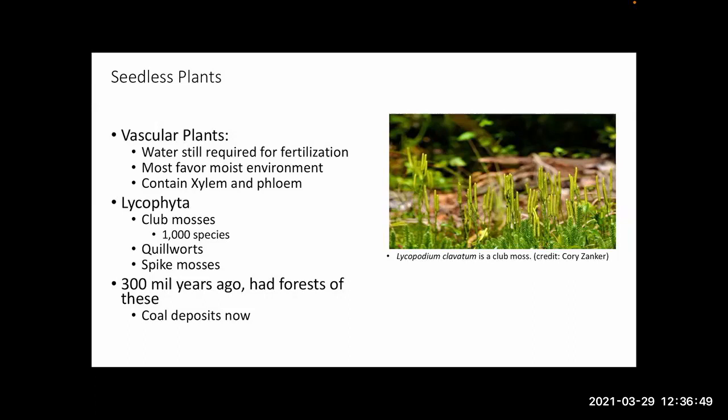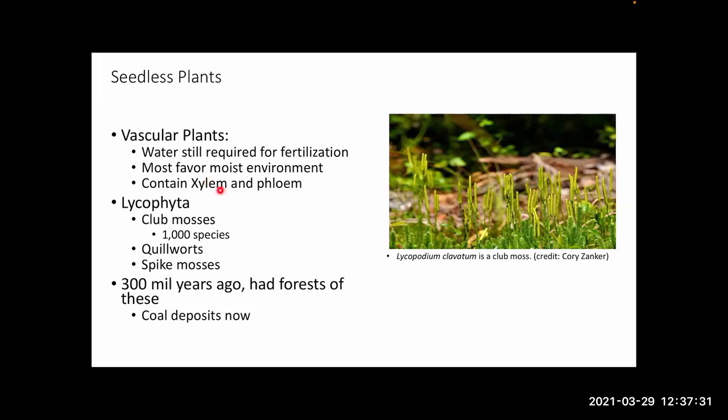So when you think of ferns growing, or at least I do, I think of Seattle rainforest type habitats where it rains quite a bit and water is available for that fertilization process to happen. What's different with these groups of plants, unlike bryophytes, is that they have the xylem and phloem, those vascular structures. And we said that the groupings for the seedless vascular plants are the lycophytes and the pteridophytes.